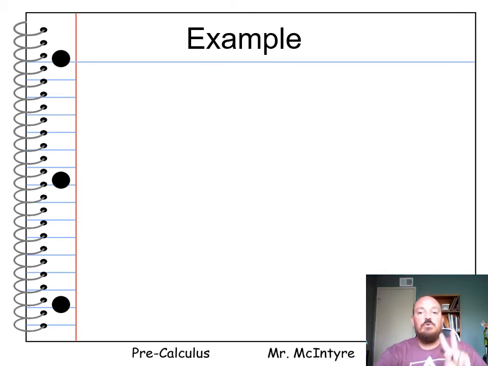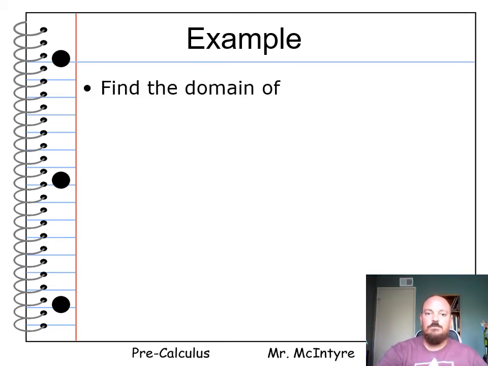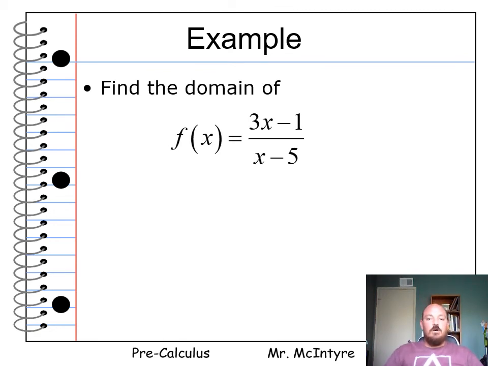So I'm going to wrap today up with two examples. One example that kind of shows each thing that we talked about. So first of all, let's find the domain of this function here. F of x equals 3x minus 1 over x minus 5. Now, we're only looking for two things.